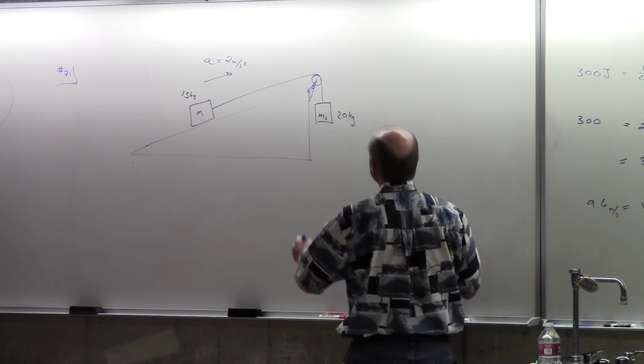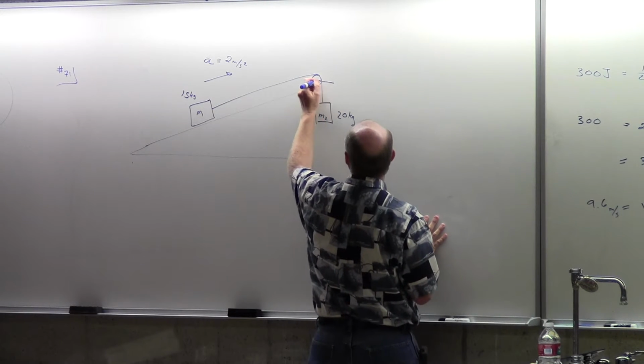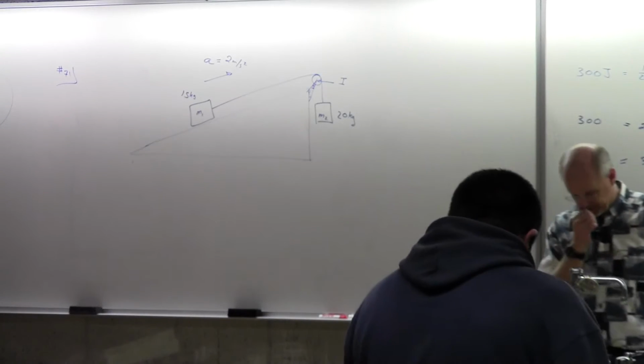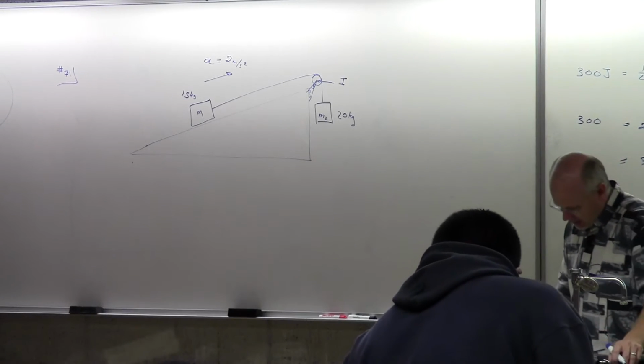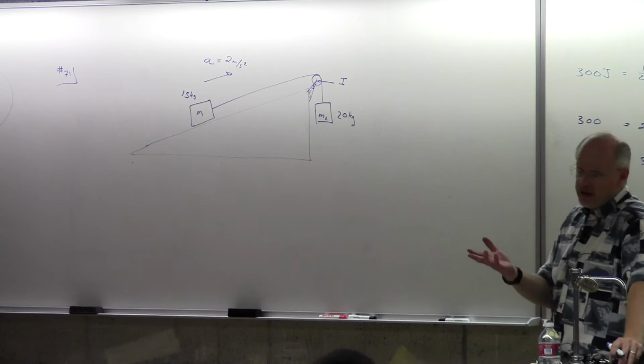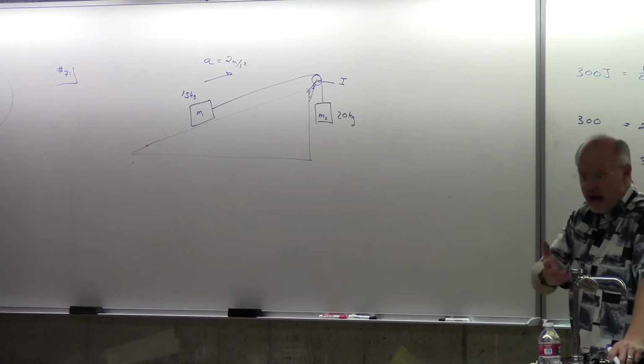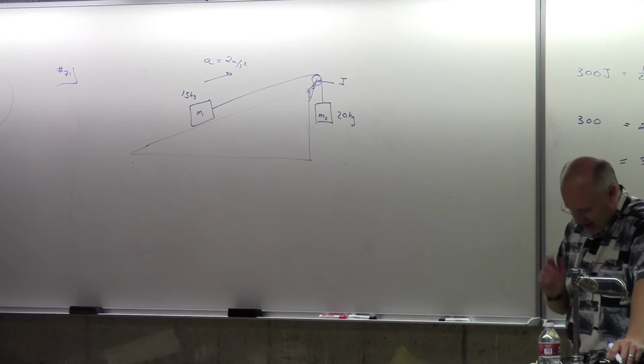All they said is it wraps around a pulley that has moment of inertia I. Would that be a disk? I don't know if it's a disk or not. I haven't got that far. In fact, it won't even tell me, unfortunately. So I'll never know. Keep reading here.